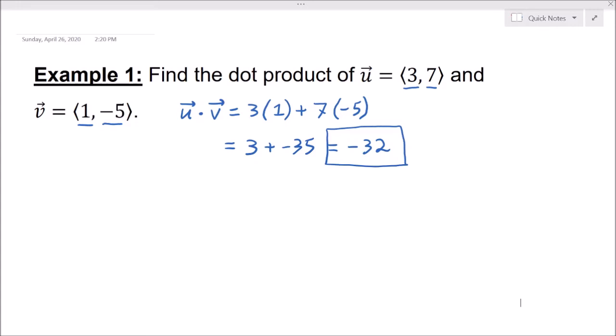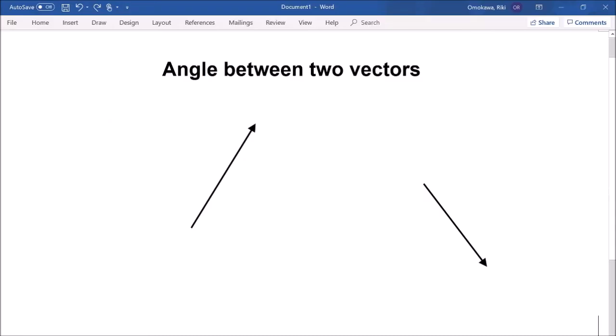Why do we care? Well, dot products have an actual physical application. It has to do with physics and forces acting on objects. But I can't assume that all of my students have the necessary background in physics to be able to really work with that. So instead, today we're going to talk about a more abstract application of the dot product. And that abstract application is the angle between two vectors.